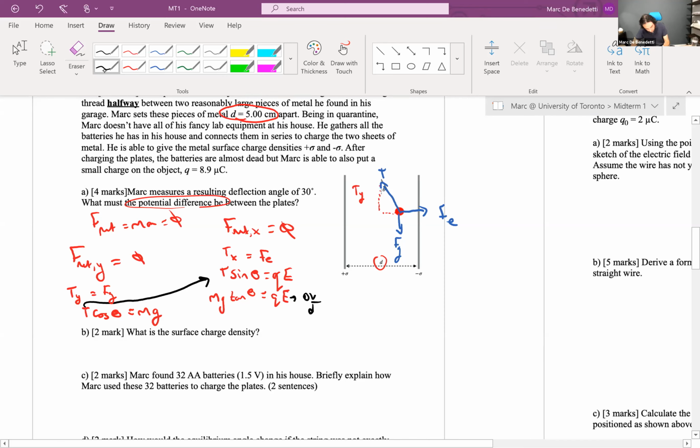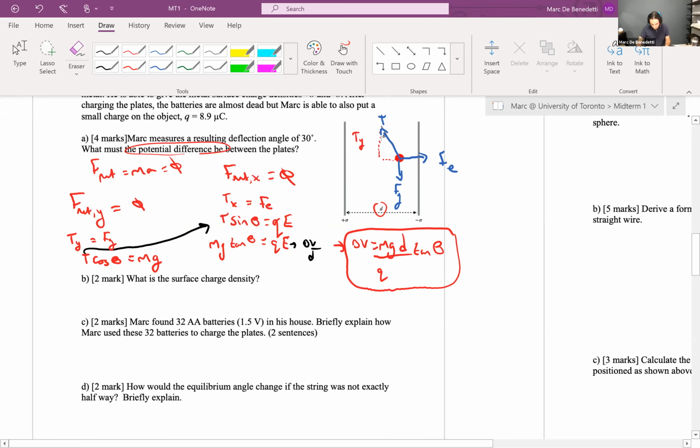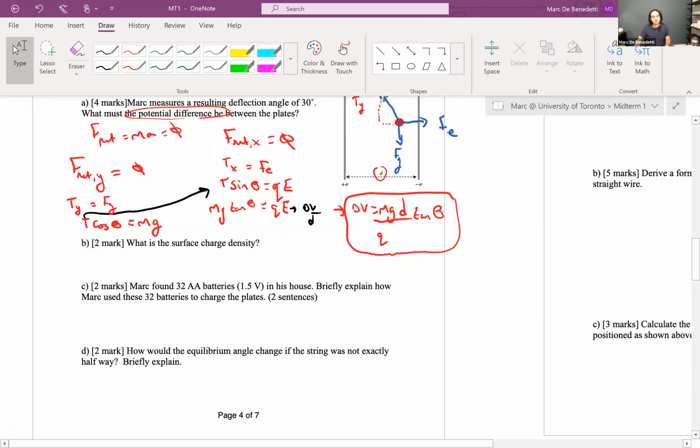And then finally, if you rearranged everything, you would get delta V equals mg d over Q tan theta. So there is your final derived equation. I think if you plug everything in, you get about 48 volts. What is the charge density on the plates? Okay, so now you're asked something about how much charge is on the plates.